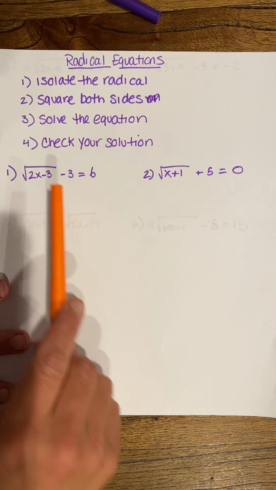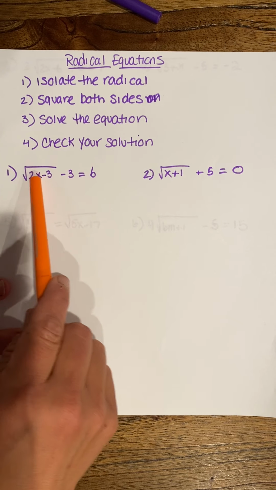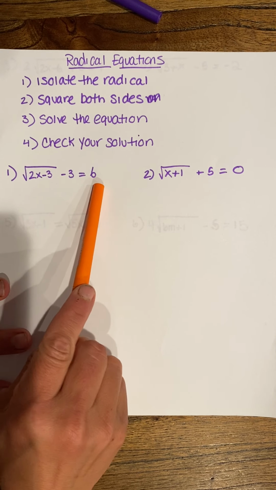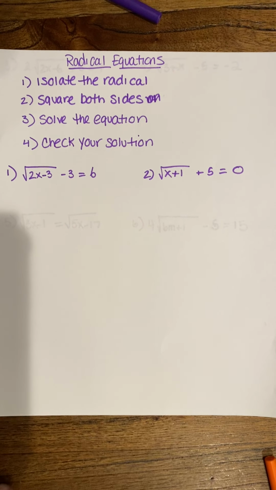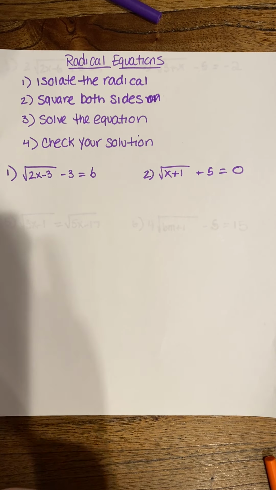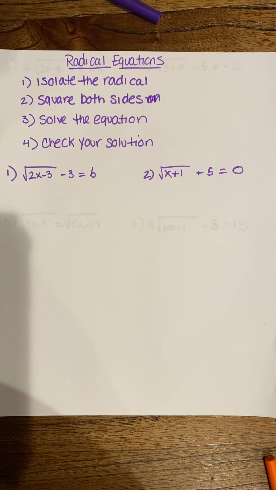Okay, so I have a radical over here. I have some stuff under the radical. I have a -3 and I have a 6. The examples I'm going to do are all the examples on page 1 and 2. I'm going to do a bunch of it starting on page 1 into page 2.